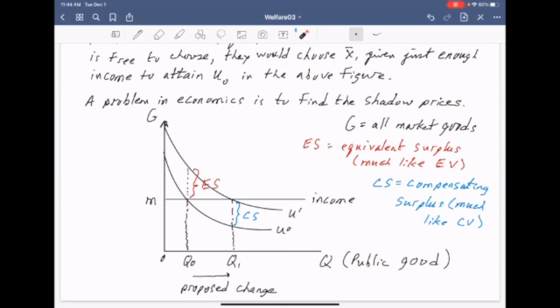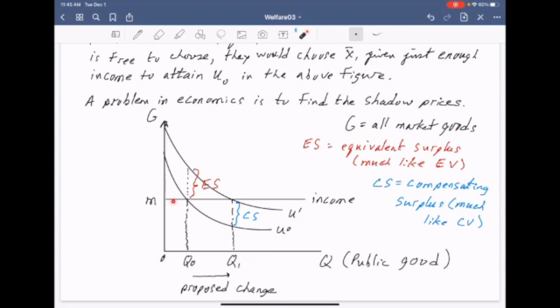Here, what we're looking at is a case where G is all market goods and Q is some public good. You can think of Q as being minke whales in the ocean or grizzly bears or something like that. And now we've got our income constraint here, which is just a horizontal line. We also note that these indifference curves have to intersect the vertical axis at 0 because you must have some amount of good G, an amount you need to live. You need to live, so you have to spend some amount of money on G.